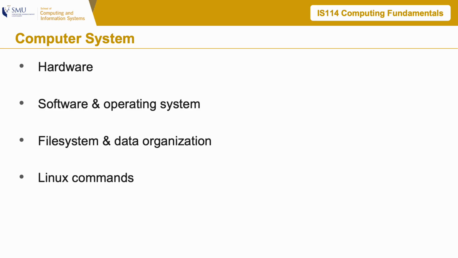Hardware, this is all the physical components you can really touch. Software and operating system, these are the instructions that tell the hardware what to do. File system and data organization, this is how files are stored and organized so we can easily find them. And finally, some basic Linux commands. Let's start with hardware.